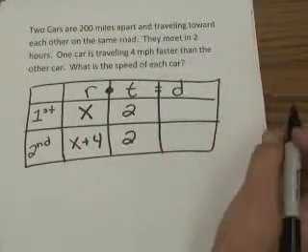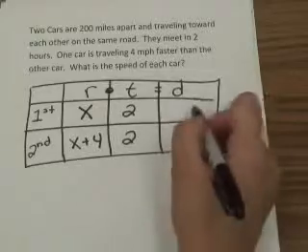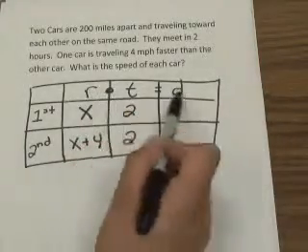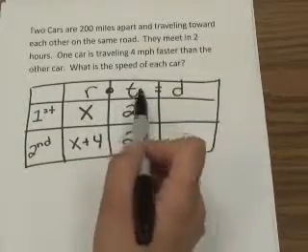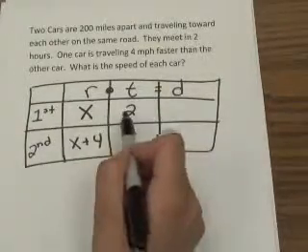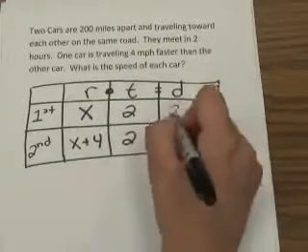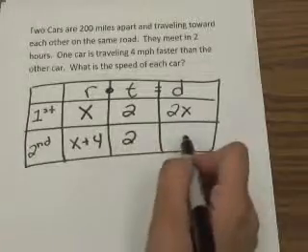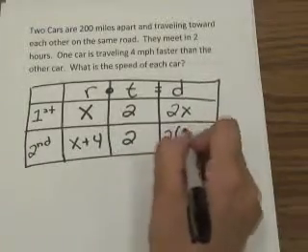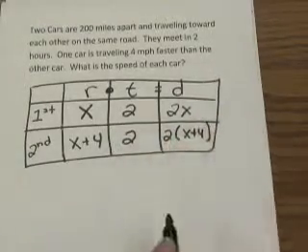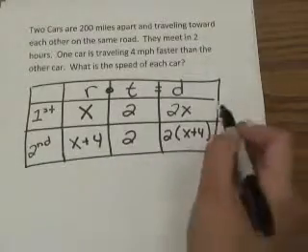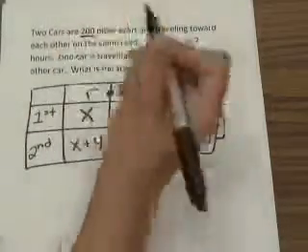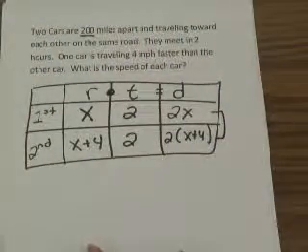The next thing you need to do is write the distance as an expression for each of these two. So for instance, since distance is equal to the rate times the time, distance here is going to be equal to 2x because x times 2 is 2x. And over here, rate times time is going to give us the distance. So here we're going to have 2 times x plus 4. Now that we've written expressions to represent our distances, there's one last thing that we haven't looked at yet, and that's the fact that they are 200 miles apart.